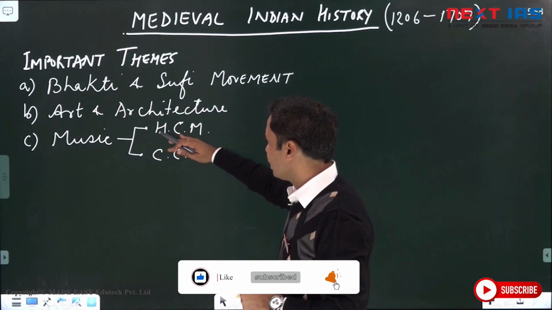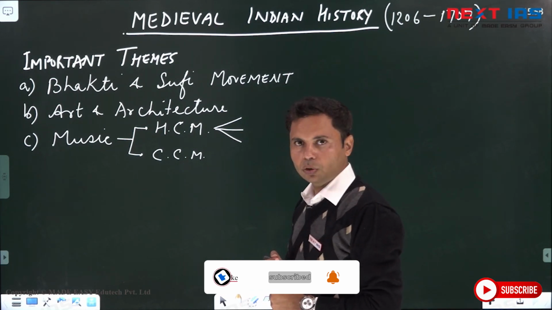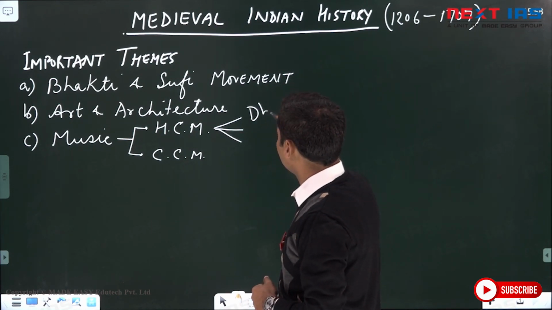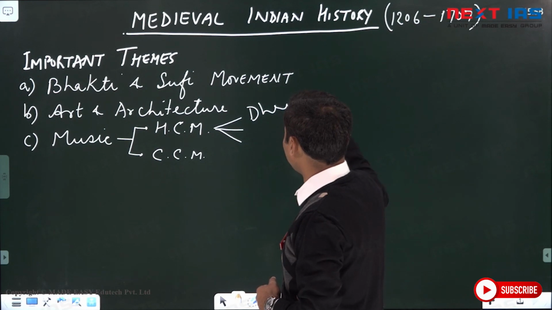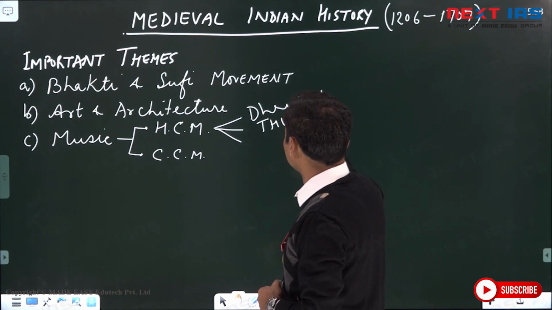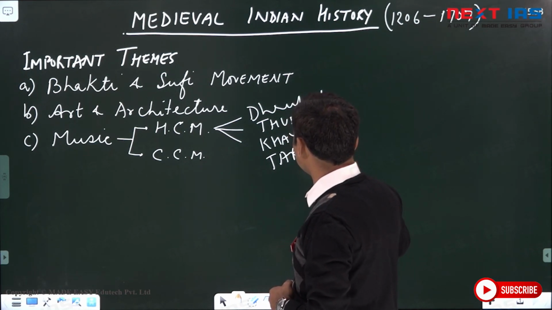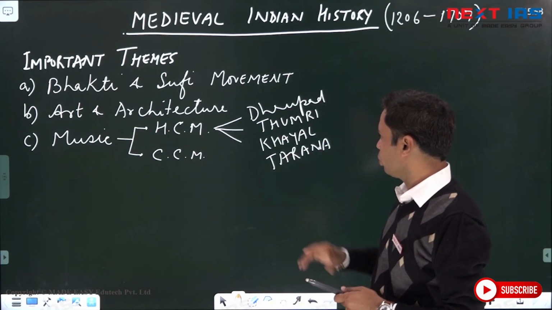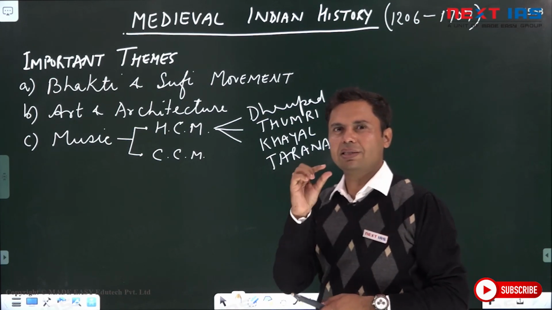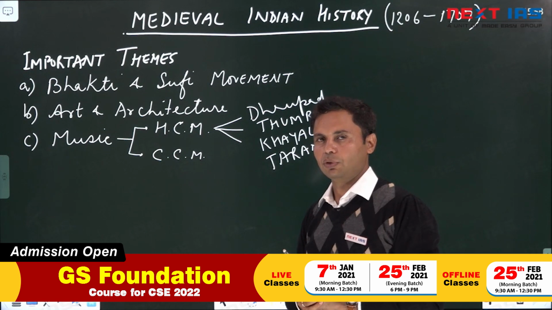In Hindustani classical music, you will find different forms, like Dhrupad. There have been questions on Dhrupad also. Then Thumri, Khayal, Tarana. These are the important forms. So basically, you should have some basic information about the various forms of Hindustani classical music.